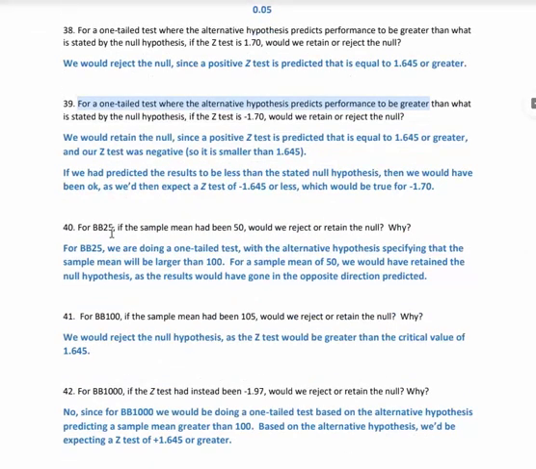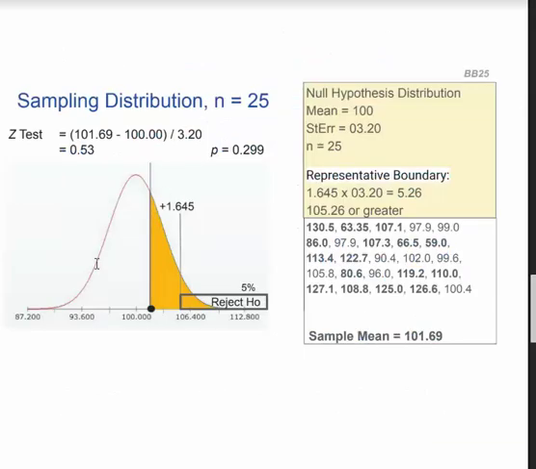Number 40, for BB25, if the sample mean had been 50, would we reject or retain the null, and why? Okay, so if the sample mean had been 50, that would have been way out there on the left-hand side, right? Super extreme. The negative z-test would have been a really large negative number, but it would have been going in the opposite direction of what was predicted. Our reject zone's over here. So since the sample mean would not end up in this reject zone, we'd have to retain the null no matter how extreme it is.